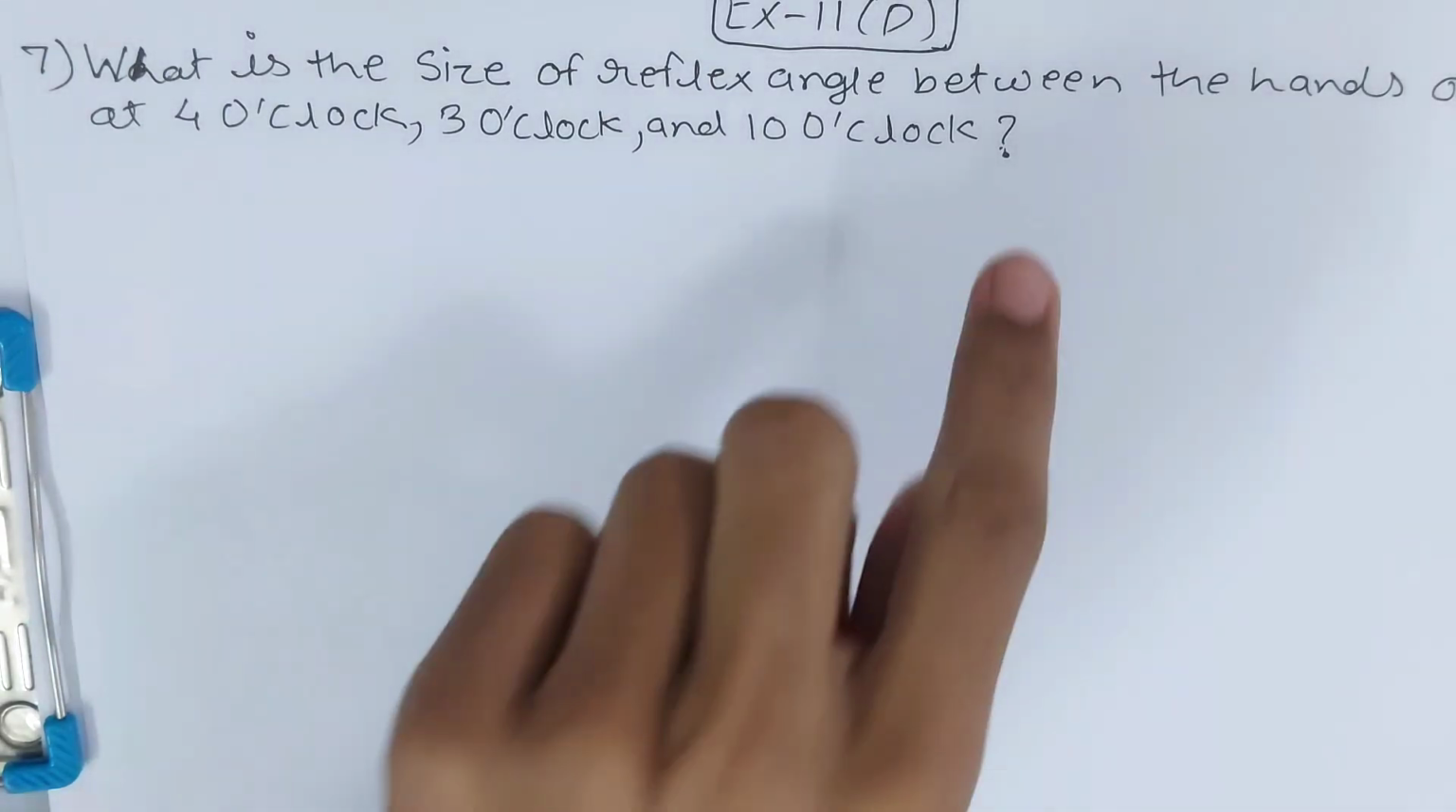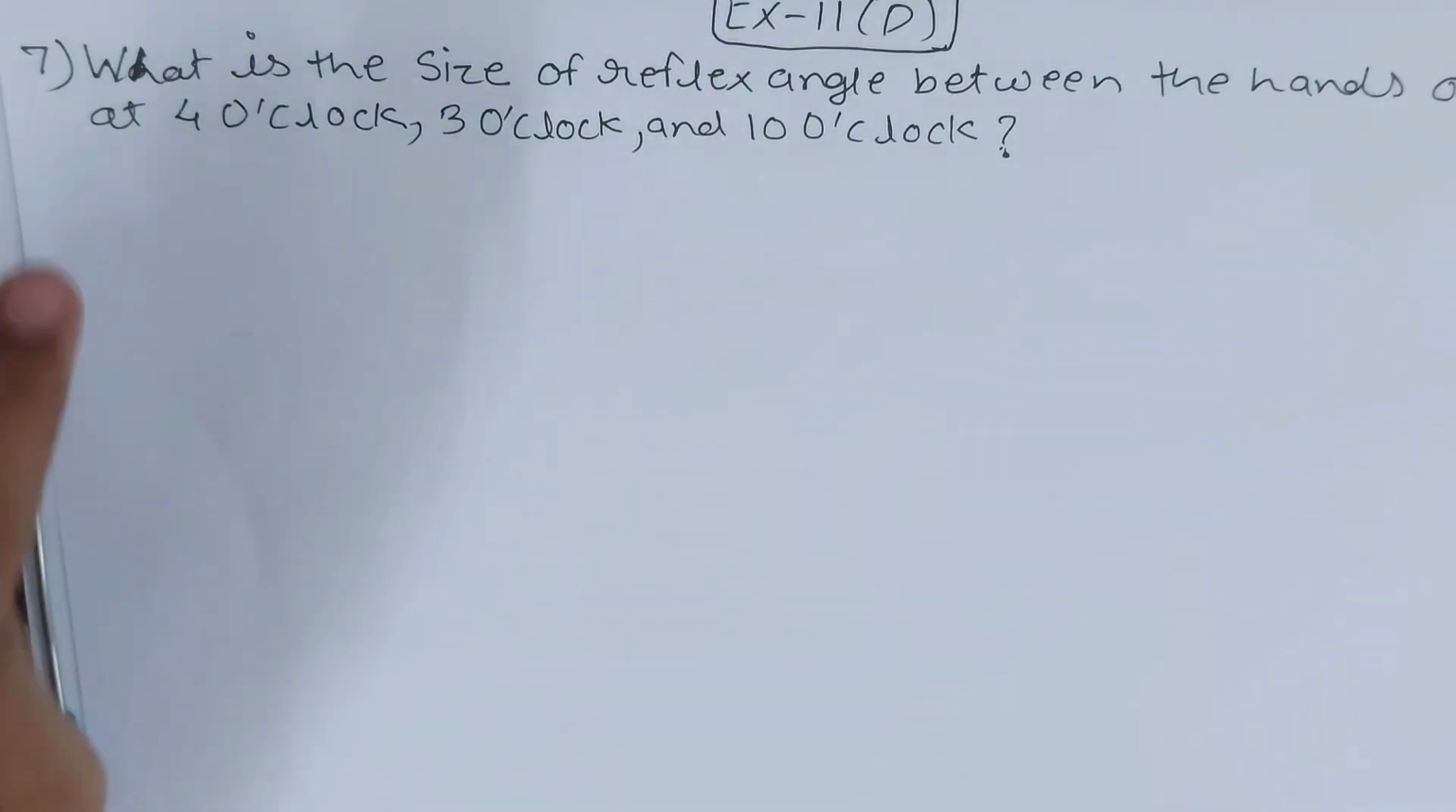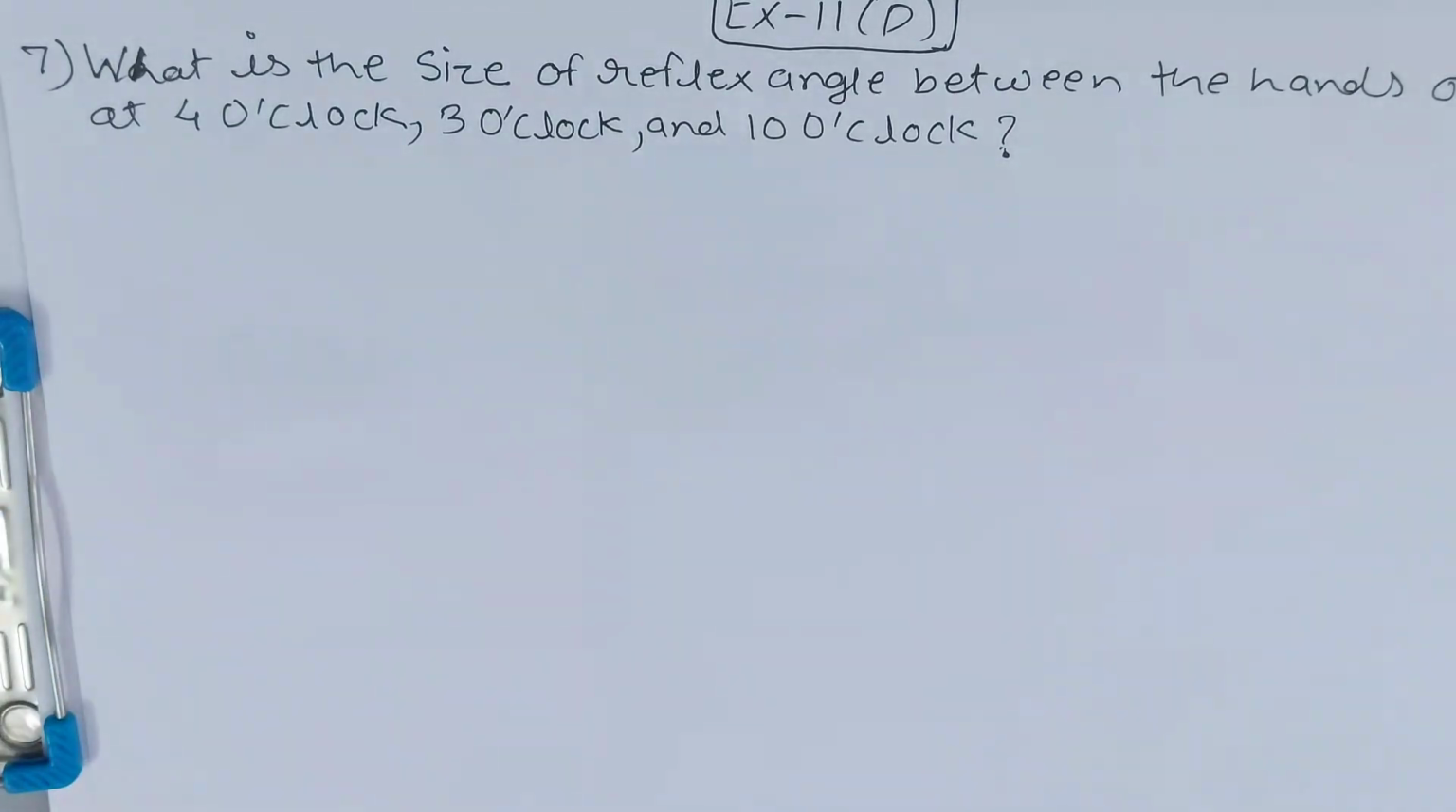What is the size of reflex angle between the hands of a clock at 4 o'clock, 3 o'clock and 10 o'clock? So we have to find the size of reflex angles formed by the hands of these clocks at 4 o'clock, 3 o'clock and 10 o'clock, right? So different timings are there and we have to find the measure of the reflex angles that are formed by the hands of those clocks, right?